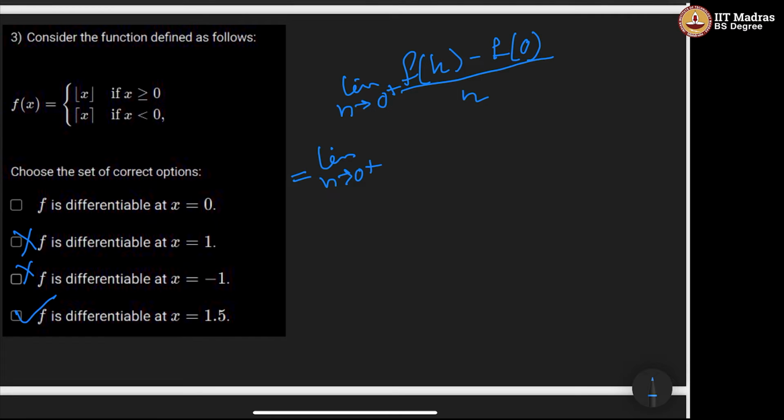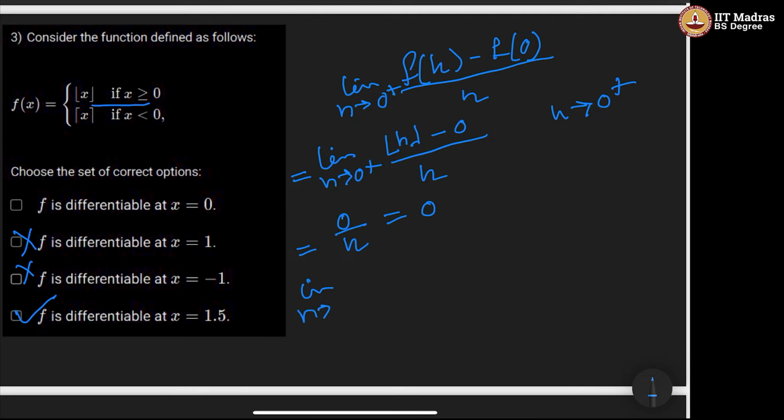For 0 plus, we will consider the floor function, that means floor function of h minus 0, divided by h. Here h is tending to 0 from the positive side. So what will be the floor function of h? It will be 0, right? So we will get 0 by h, which is equal to 0.